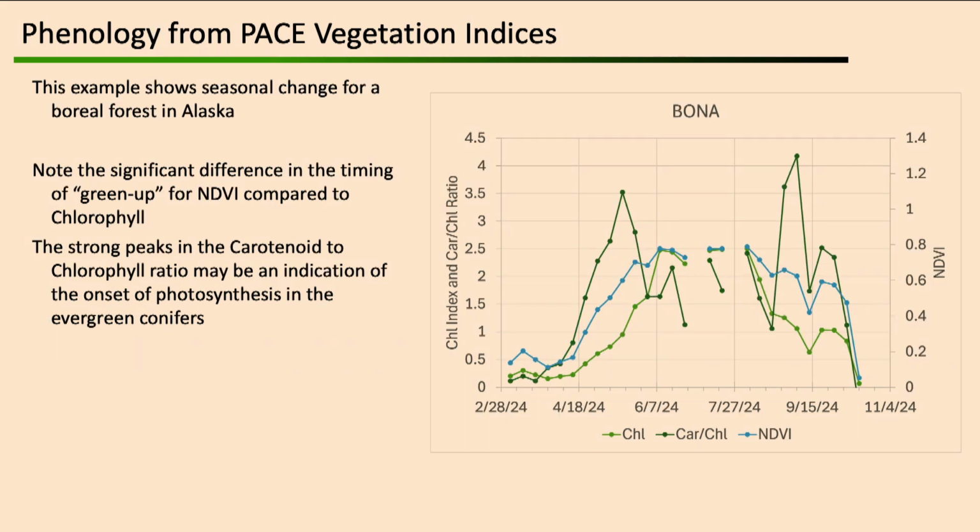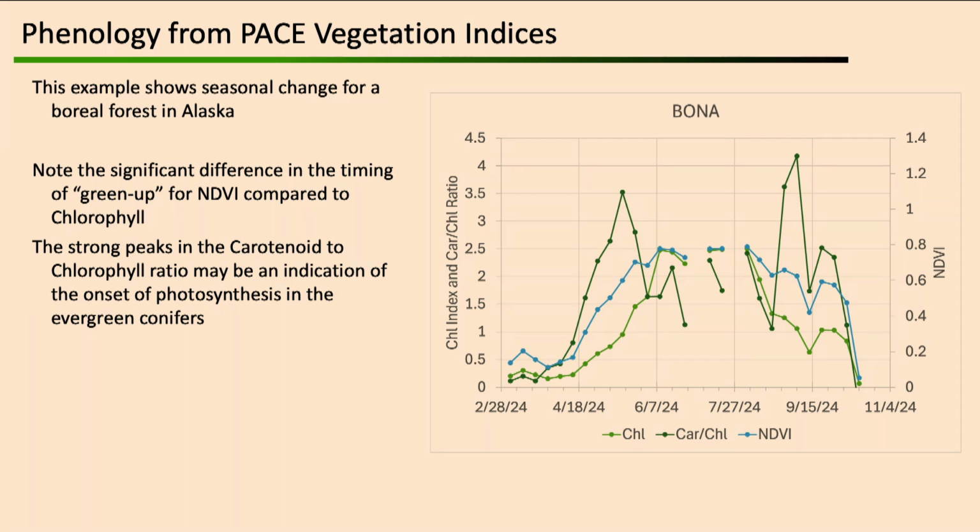Here's another example for the boreal forest site. Once again, you see the NDVI curve. You see how largely different the chlorophyll index curve is. It is greening up much later than the NDVI and dropping off earlier. And again, this is more related to the capacity of these systems for photosynthesis. But the thing that's really interesting to me here are these big peaks in the carotenoid chlorophyll ratios.